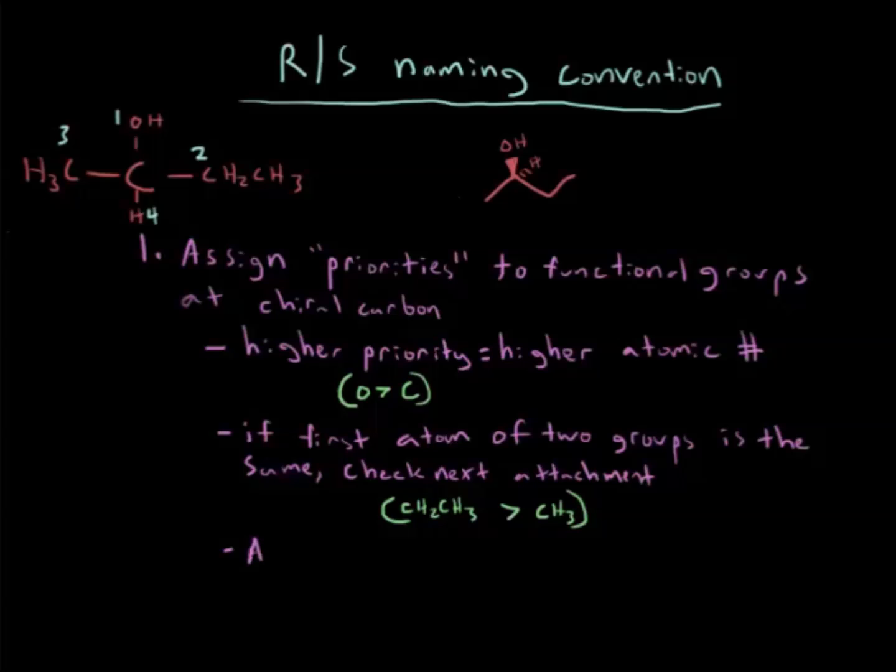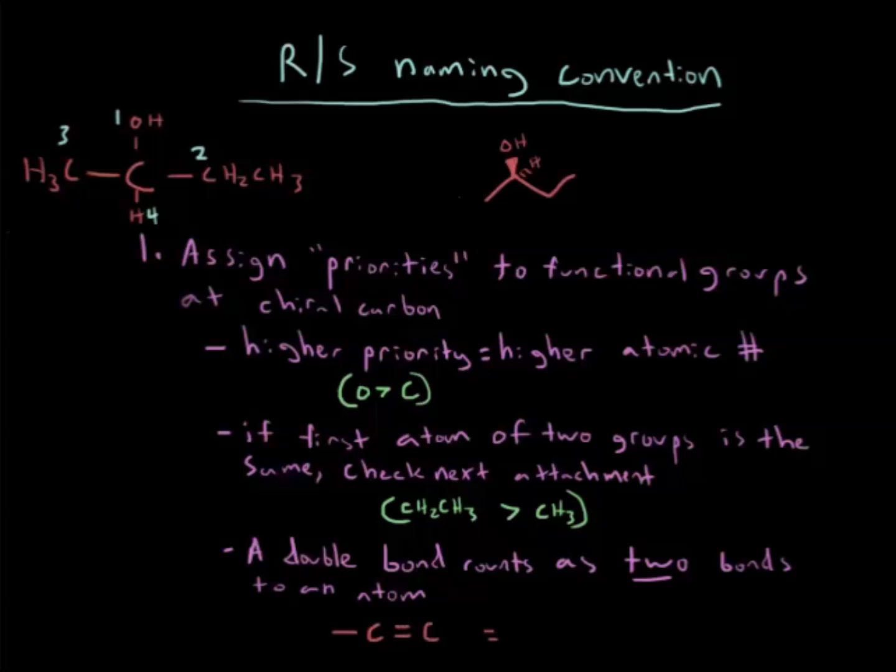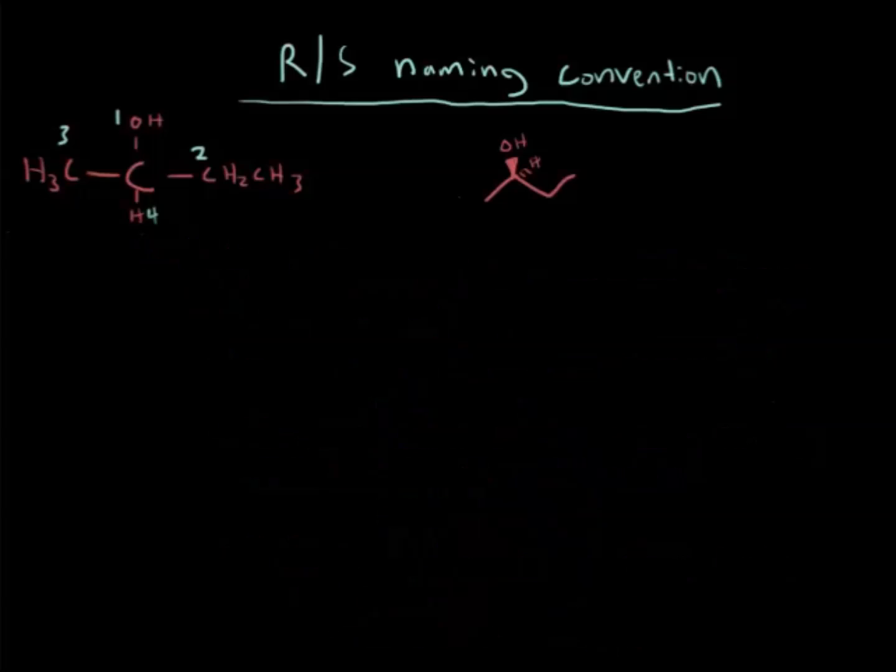And finally, if we were dealing with an alkene, or something with a double bond, that counts as 2 bonds to that same atom. So we can look at an example of this simple alkene right here. We'd spread it out as if it were bonded to 2 carbons, just like this. We have one of those bonds here and the other right here. So step 1, assign our priority groups.